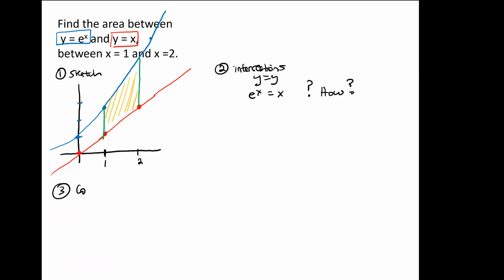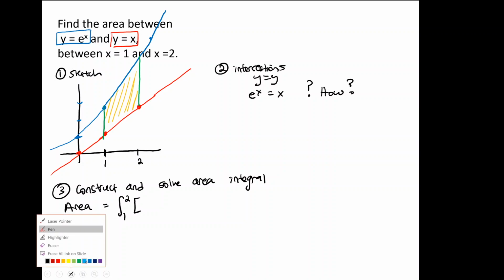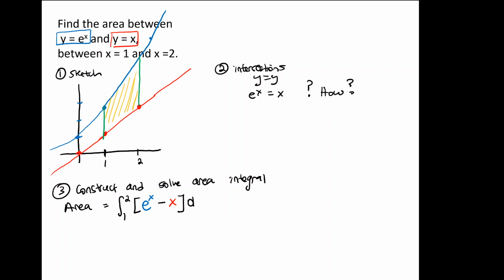Okay, step 3, construct the area integral and solve it. So the area is the integral from 1 to 2 of the top curve minus the bottom curve. The top curve here is the blue one, e to the x. And the bottom curve is the red one, which is x. And we're integrating in the x direction.